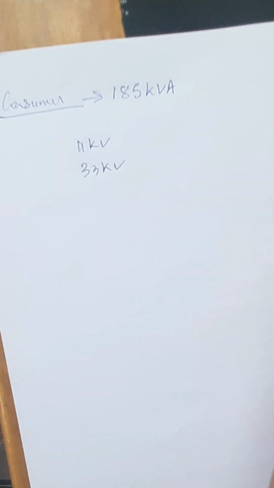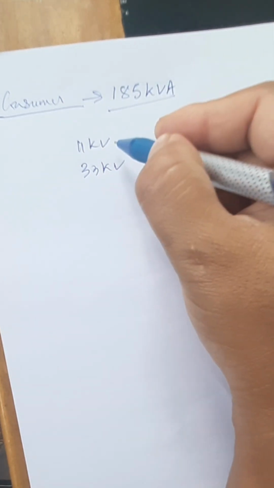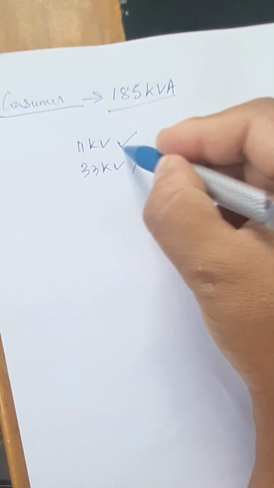But that also depends on the convenience of the utility or the availability of the line. If 33 is easily available, then you will be given 33, otherwise 11 kV. For this particular consumer, since 11 is readily available, and 33 is a little difficult because of the transformer and also maintenance, since the voltage is high, we are giving them this 11 kV.